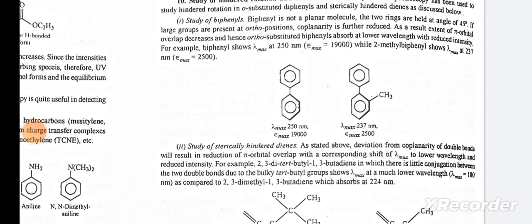Study of biphenyls. Biphenyl is not a planar molecule. The two rings are held at an angle of 45 degrees. If large groups are present at ortho positions, coplanarity is further reduced. As a result, the extent of pi orbital overlap decreases and hence ortho substituted biphenyls absorb at lower wavelength with reduced intensity. For example, biphenyl shows a higher lambda max, while 2-methyl biphenyl shows a lower one.